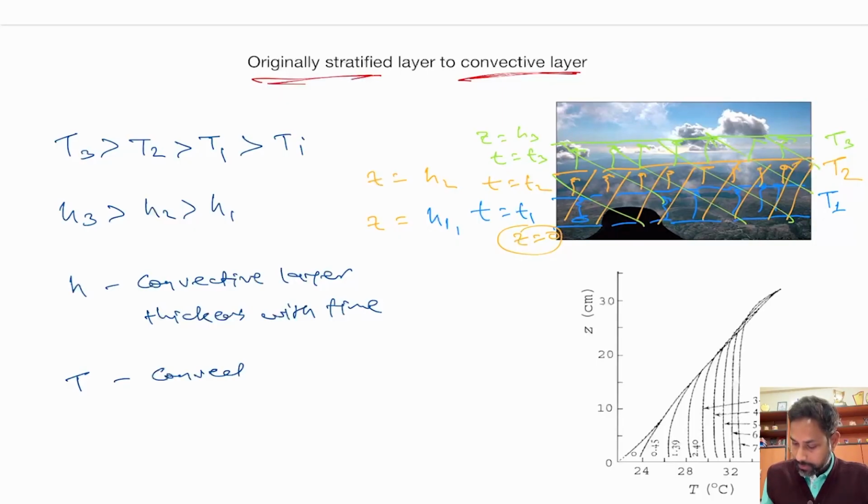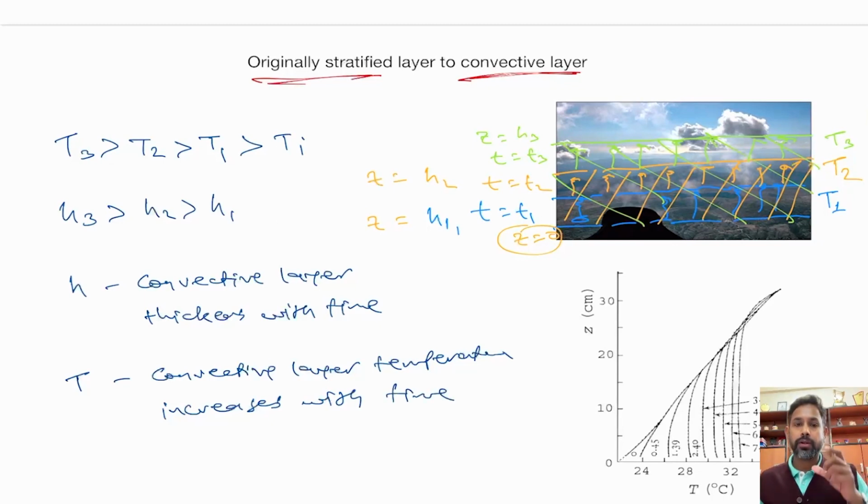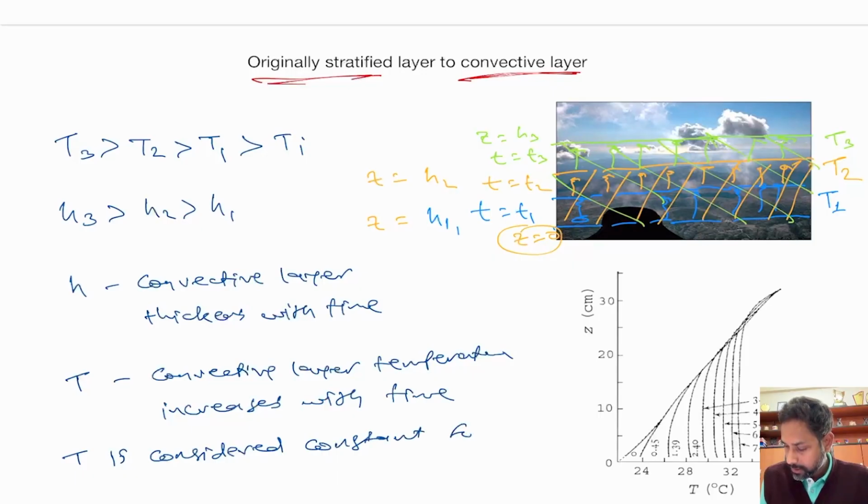so convective layer temperature increases with time. Okay, and for the convective layer we can consider the temperature to be constant. Okay, so T is considered constant for the convective layer. Okay, so this is one example shown here.